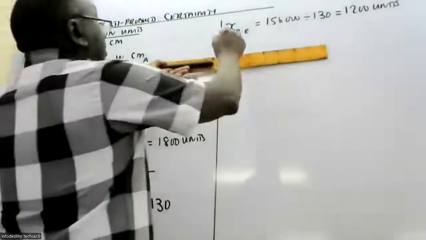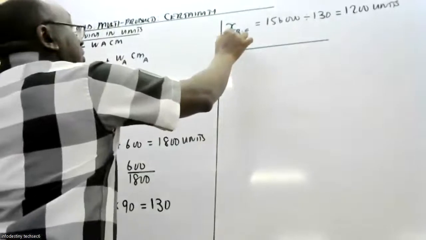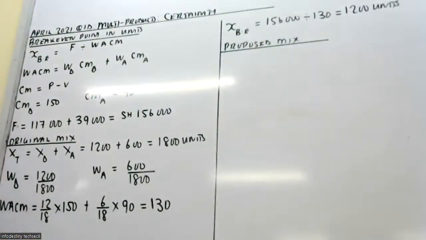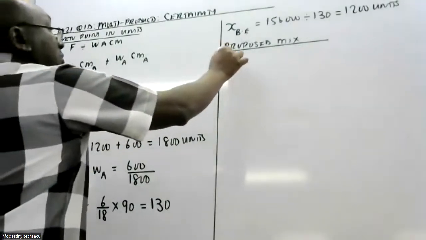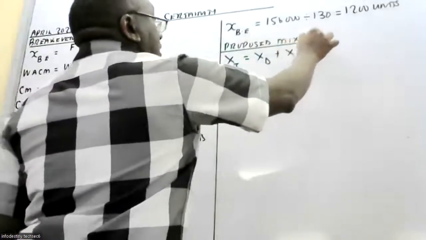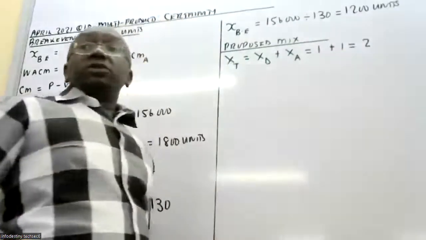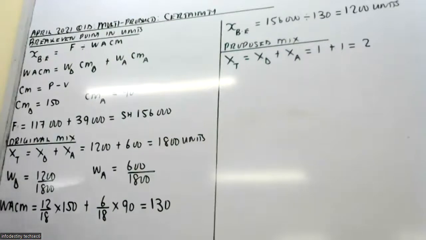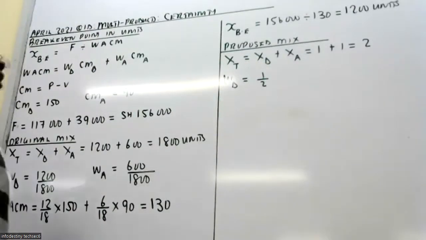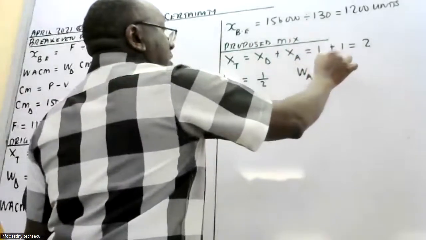Let's now get the proposed mix. In the proposed mix, we are told it is 1-1. So the total sales is the sales of B plus the sales of A, which we are told is 1 plus 1. That will give us what? 2. So the weight of B will be 1 in 2, and the weight of A will be 1 in 2.